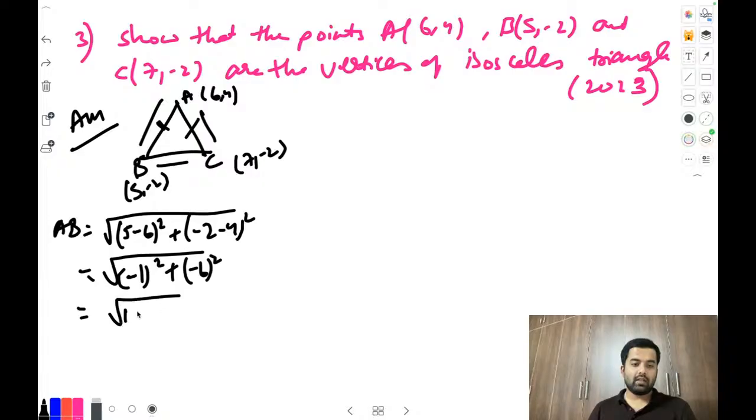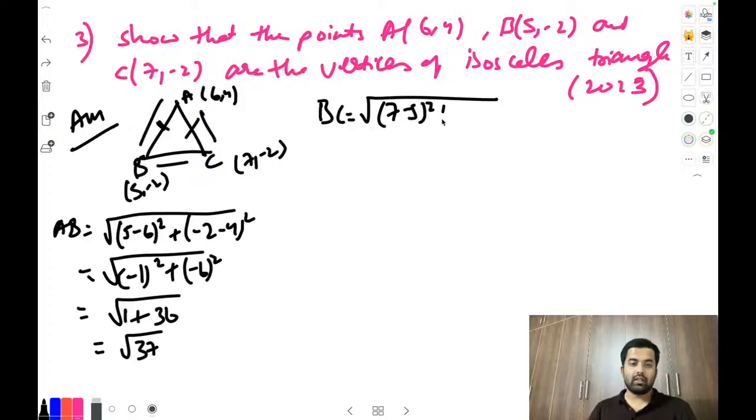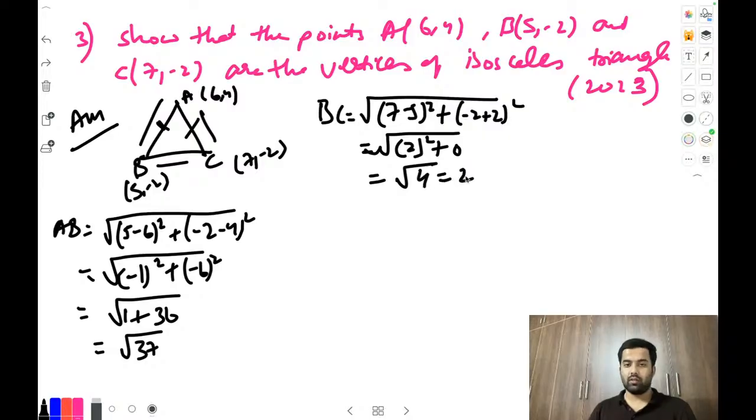And after this 1 plus 36, and the answer becomes root 37. Okay, AB value we got it. Now find out the BC distance. BC will be 7 minus 5 whole square, then 2 minus, no, it becomes plus, and this becomes 2 whole square, this becomes 0. Now this becomes root under 4, which is 2 only. Now BC we got it.